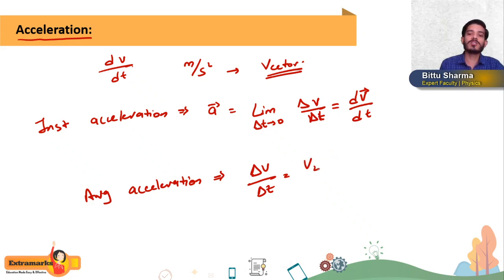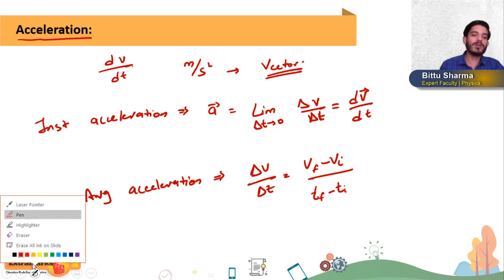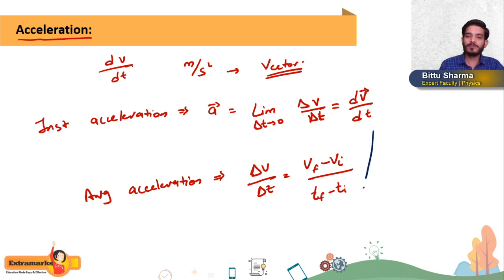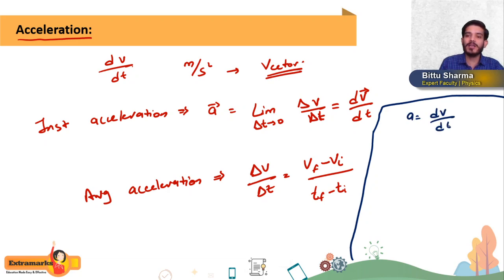So the total change in velocity will be V final minus V initial, divided by delta t, which you can write as T final minus T initial, how much time it took. I hope you are getting this, students. So all these basics we know. One important thing which I am going to tell you now: one formula of acceleration we know very well. What is acceleration? A is equal to dV by dt. This is correct.